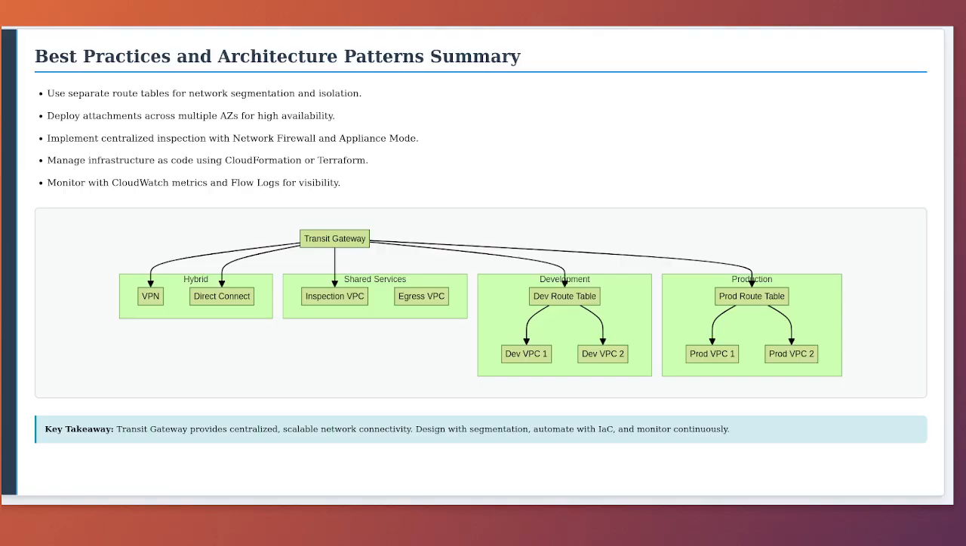A hybrid connectivity segment shows VPN and Direct Connect attachments. A cross-region segment shows a peering attachment to another transit gateway. Each segment has icons indicating the applicable best practices such as multi-AZ deployment, route table isolation, and monitoring. This comprehensive diagram summarizes the architecture patterns we have covered throughout this presentation series.